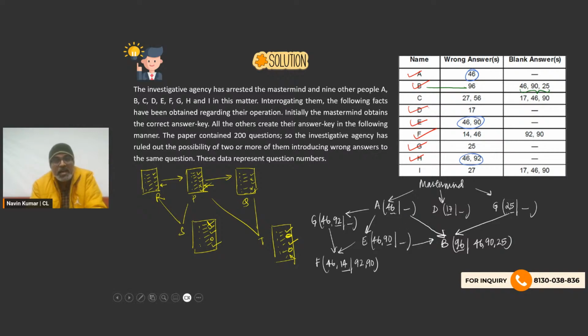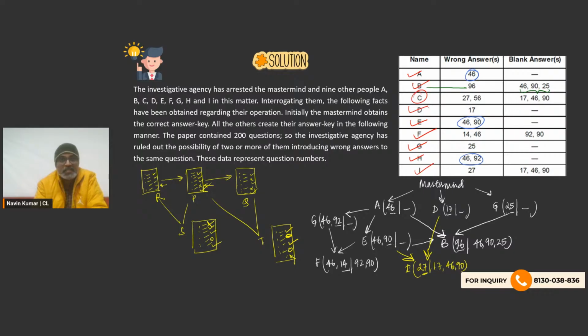Let's look at I. I has only one wrong answer, which is 27. But he does have three blank answers, which are 17, 46, and 90. For 17, 46, and 90, this is going to happen if that person copies from D and E, so that 17, 46, and 90 are different answers. So this is going to be I, and he makes a mistake of his own, which is question number 27, and leaves 17, 46, and 90 blank. So we are done with I.